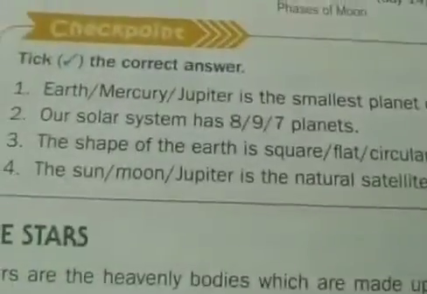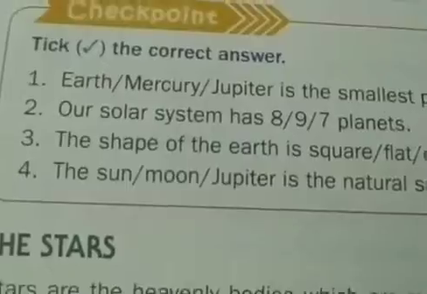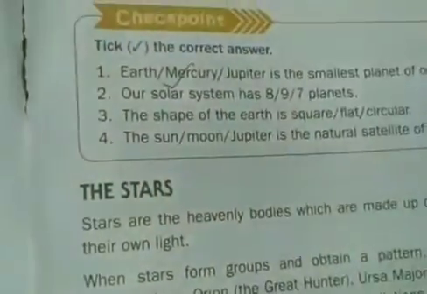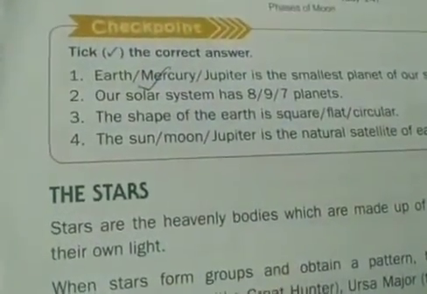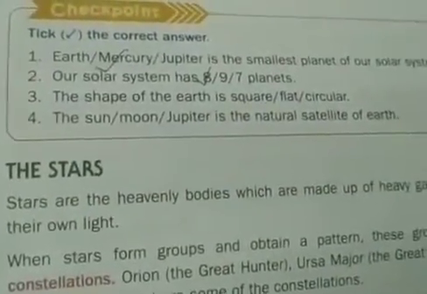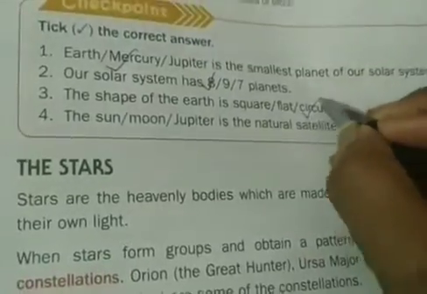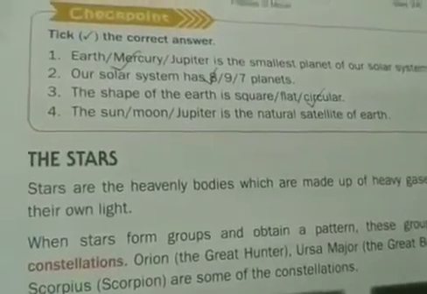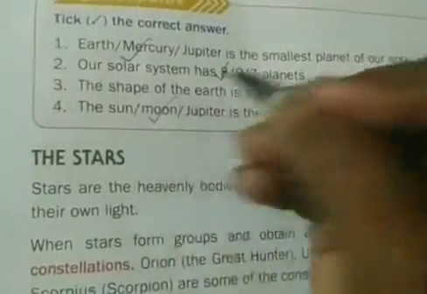Okay, next one, checkpoint. First one is Earth, Mercury or Jupiter is the smallest planet. So we know that Mercury is the smallest planet. Our solar system has how many planets? 8 planets. The shape of the earth is circular. The sun, moon or Jupiter is the natural satellite of the earth. It is moon.